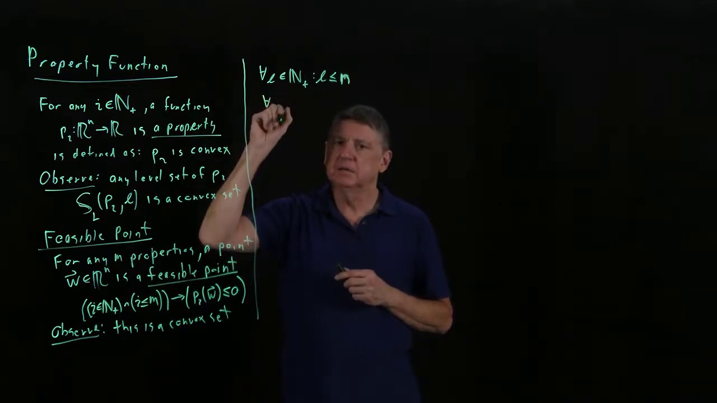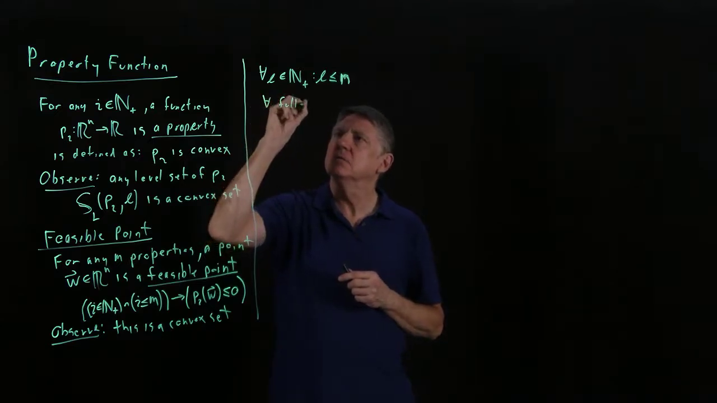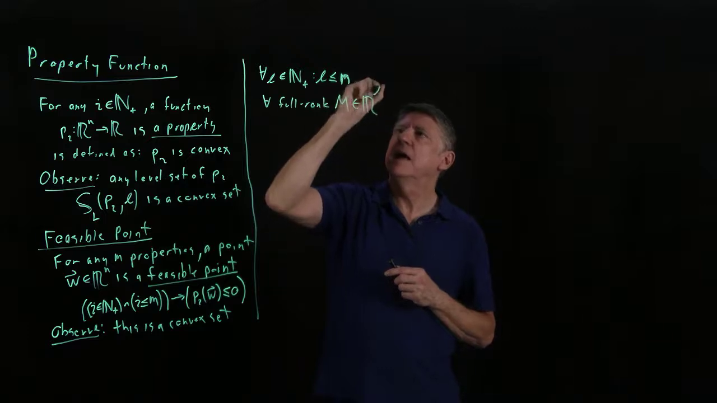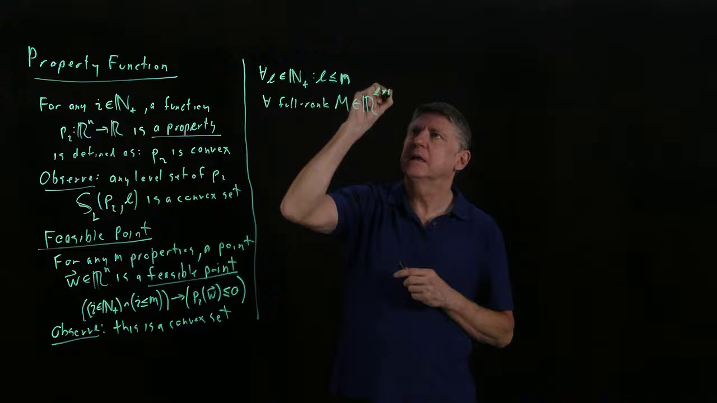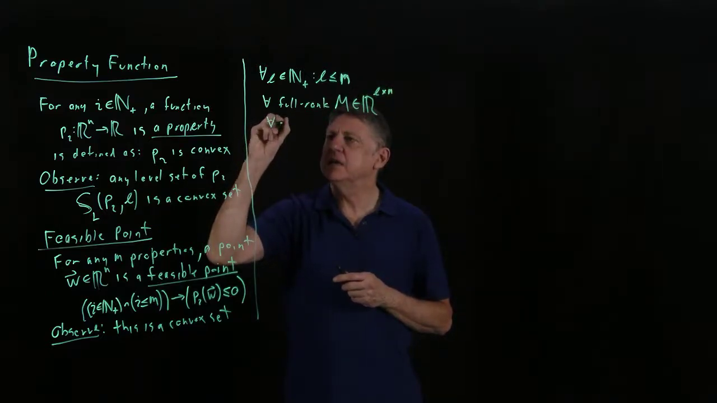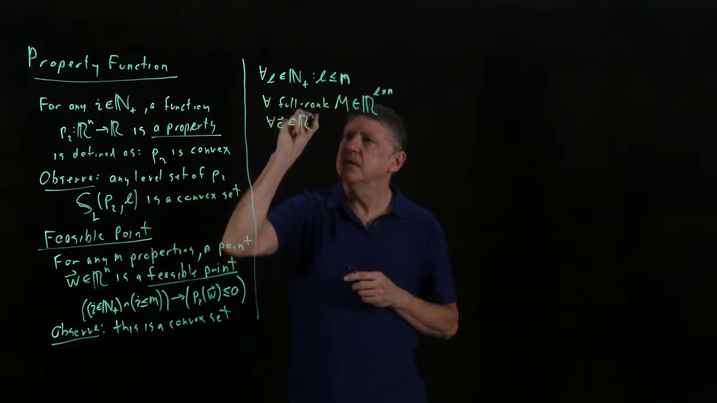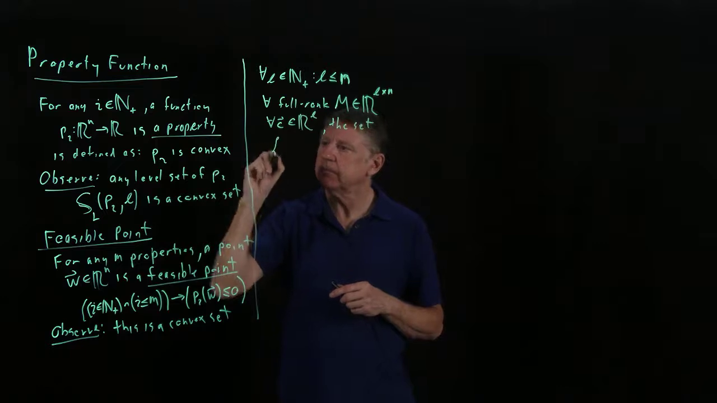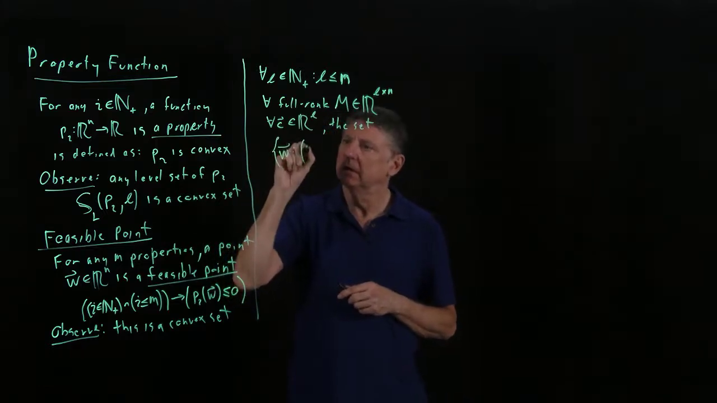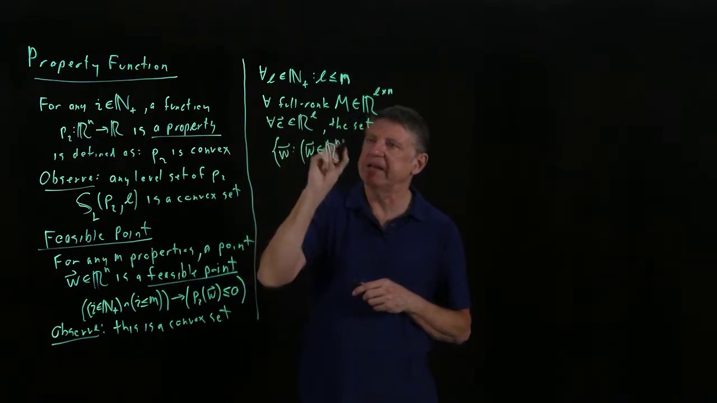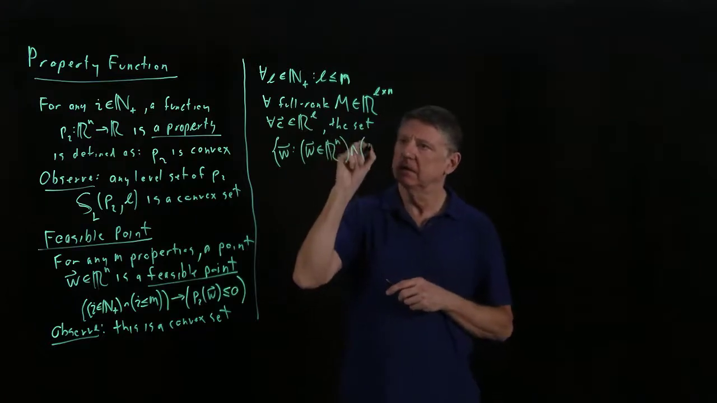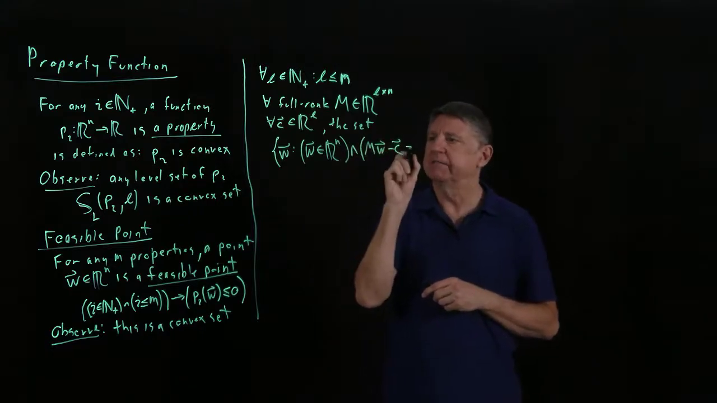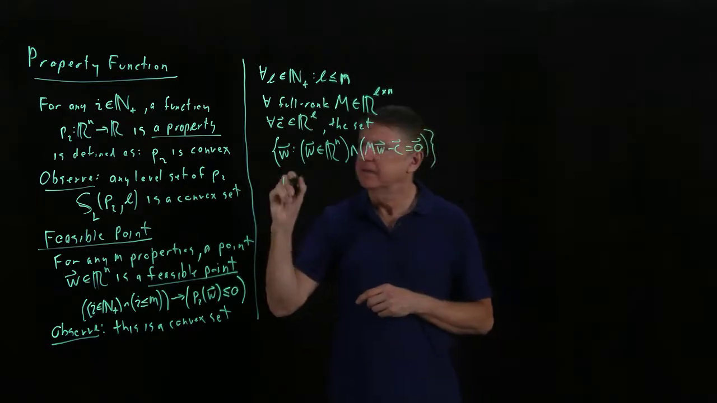and for any full rank matrix M that has L rows and N columns, and for any constraint vector that has L entries, the set of all W such that W is a vector with N entries, and we take the matrix, we multiply it by that vector, we subtract the constraint, and if that equals 0, that is a convex set.